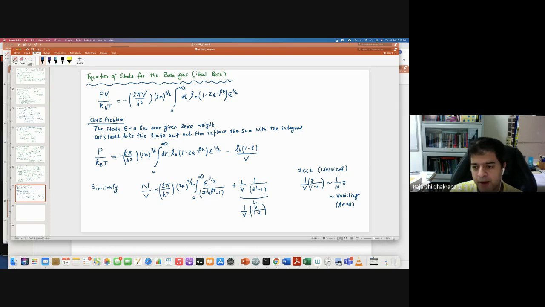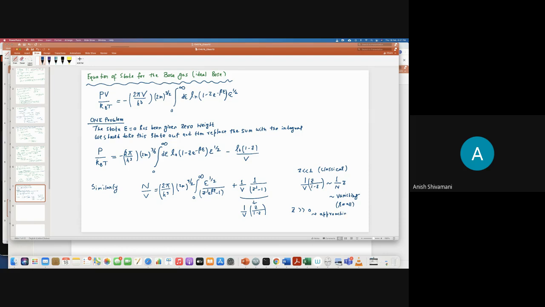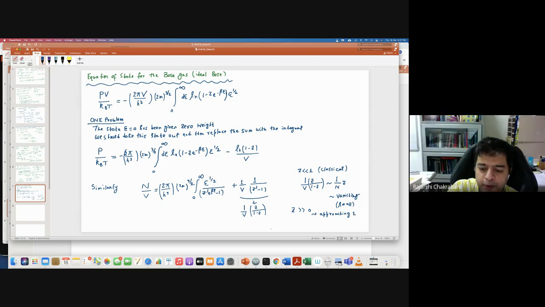Okay, but if your fugacity increases and z is now becoming much greater and is approaching 1, what will happen? Blow up. Yes, you'll have a problem because when z becomes 1, this term will blow up, isn't it?